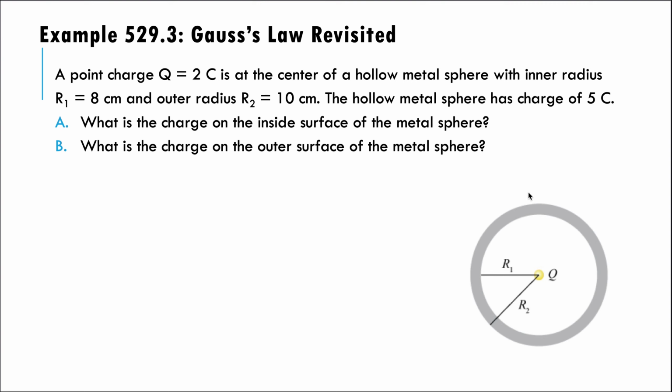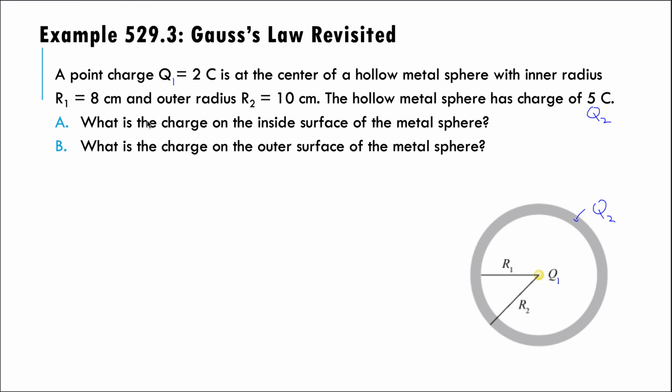In this case, we have a point charge Q equals 2 coulombs at the center of a hollow metal sphere with inner radius R1 is 8 centimeters and outer radius R2 is 10 centimeters. And the hollow metal sphere has a charge of 5 coulombs. Let's call that Q2. That's going to be the charge on this sphere. The point charge, let's call it Q1.